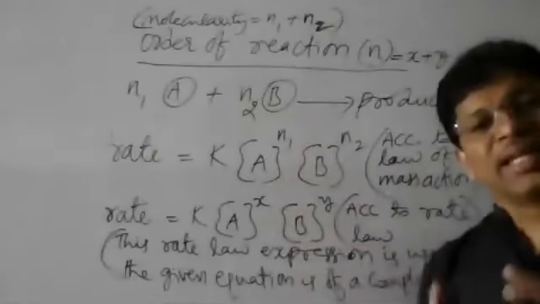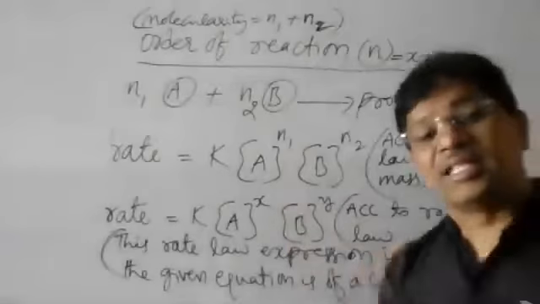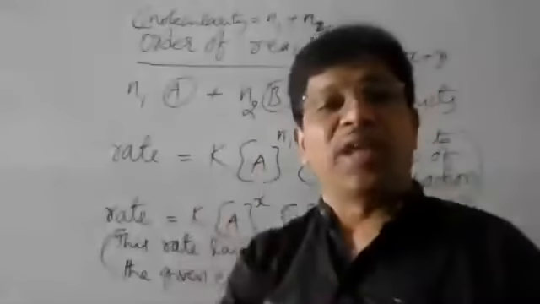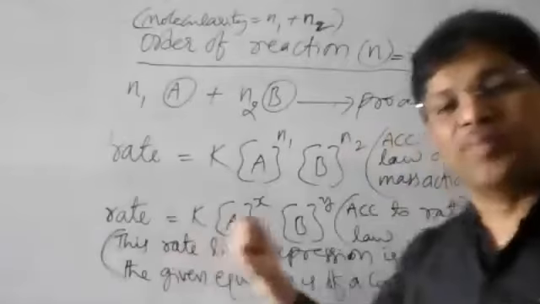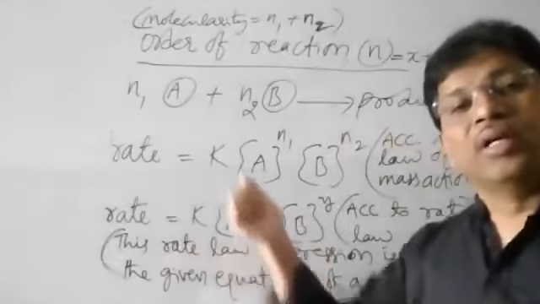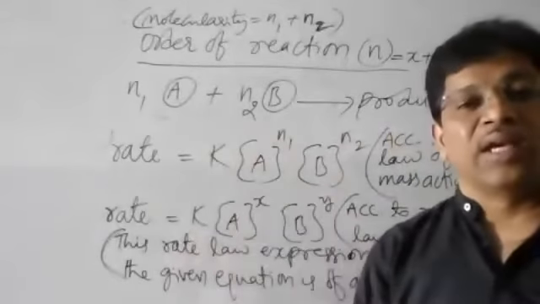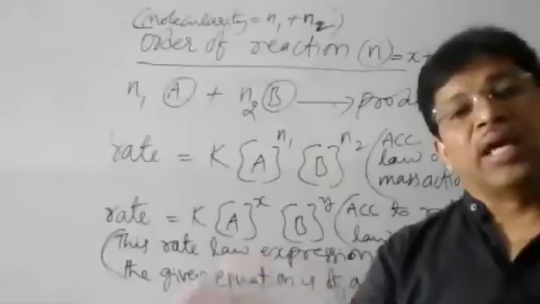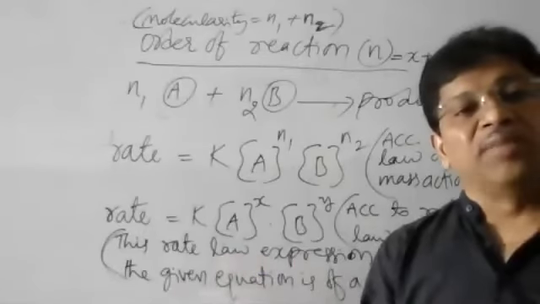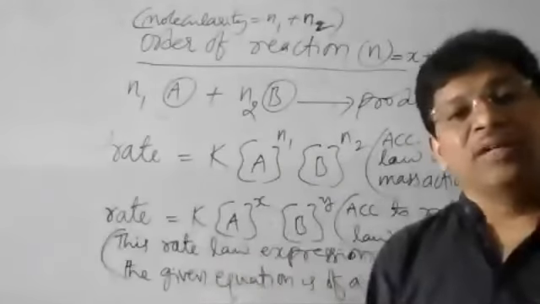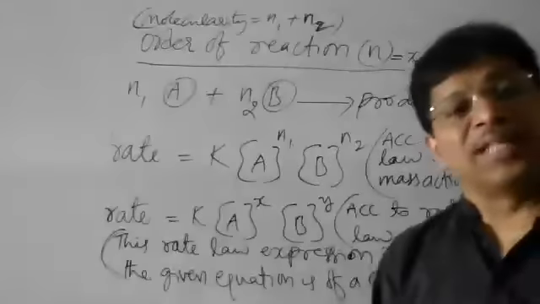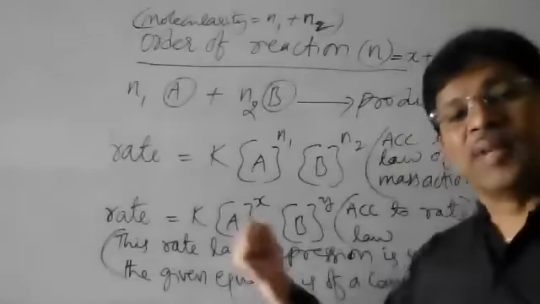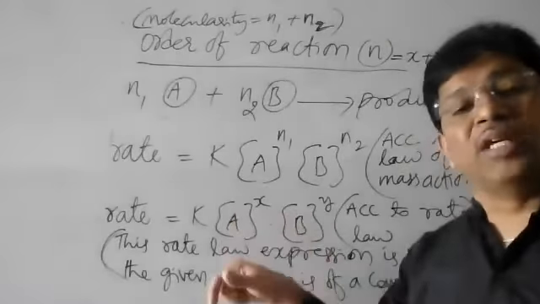So if the reaction is an elementary reaction, a single step reaction, in that case order of reaction is equal to molecularity of reaction. In that case, x value plus y value will give n1 plus n2. x plus y will become equal to n1 plus n2. Order of reaction becomes equal to molecularity for which type of reactions? For elementary reactions.